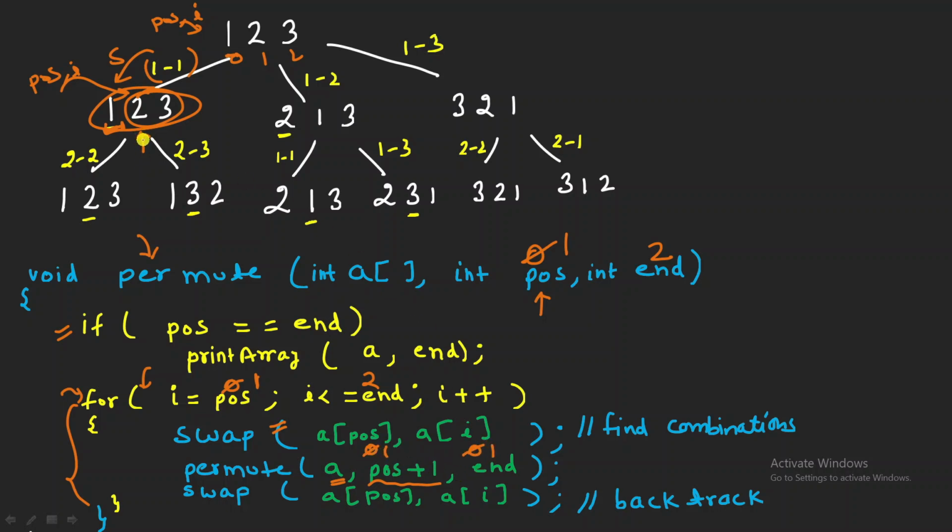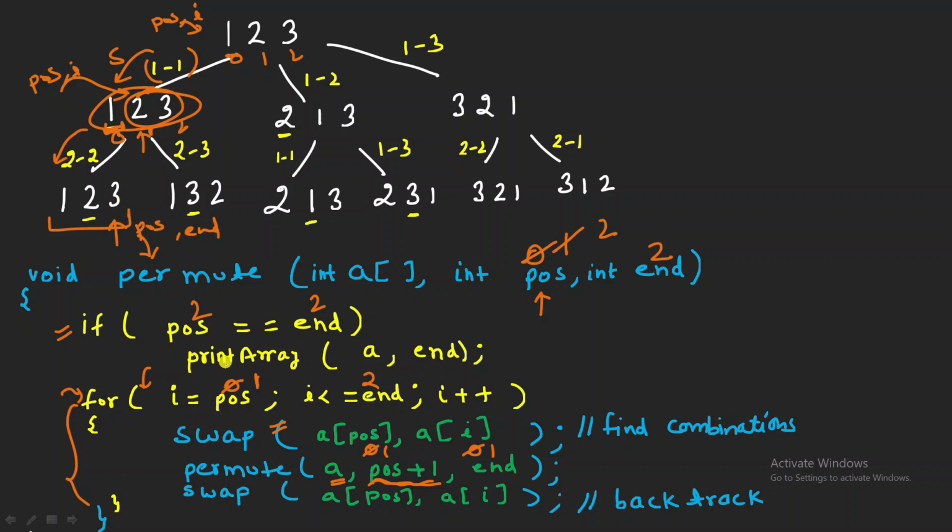Now by this swap our second position is fixed. We will go down, that is, we will permute. Here, if you see, again we are incrementing the position. Position is currently 1, so 1 plus 1 is 2. So now 2 will go, and end is the same. We are not changing end. So now we have come here. Position is 2, end is 2. We have come here. So position is here, and end is also here, the same.